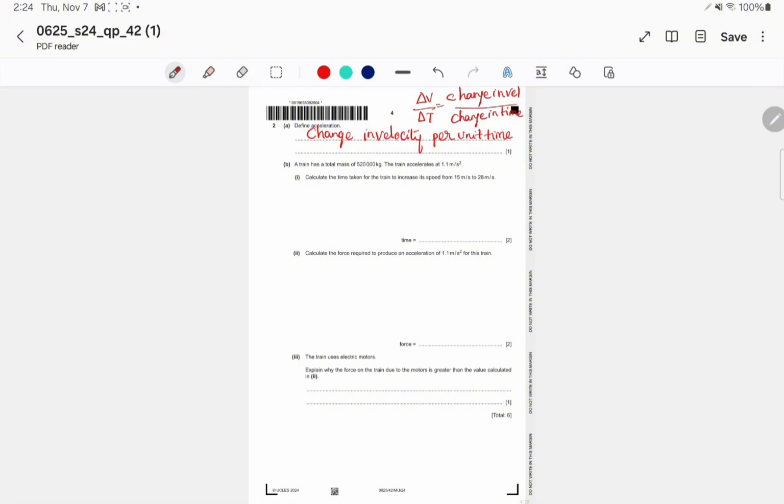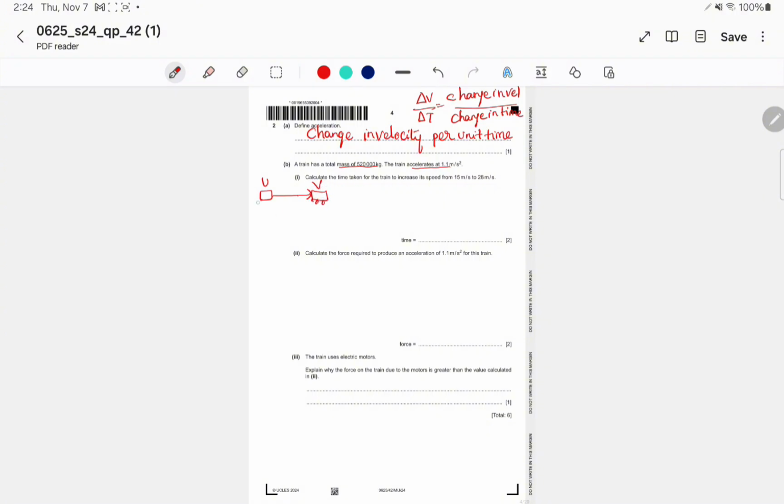Okay, next question. A train has a total mass of 520,000 kg and the acceleration is given as 1.1 meter per second squared. Calculate the time taken by the train to increase the speed from 15 to 28. So the initial speed is given as u and the final speed is v. It is also given for the train.